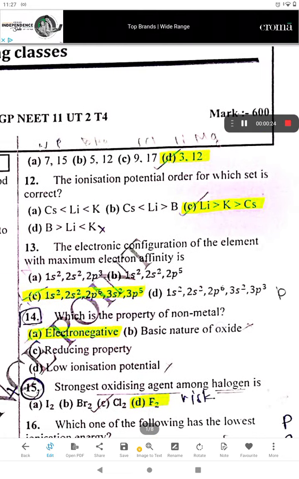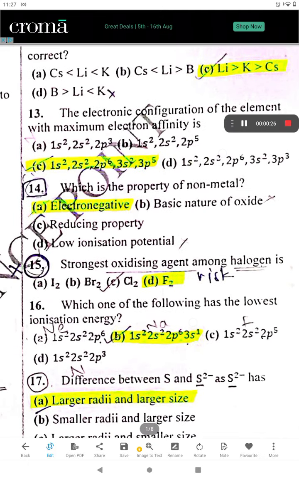Then, which is the property of non-metal? Of course, electronegativity. See, B option is totally wrong. Basic nature of oxide is of the metals. Reducing property means reducing agent, and reducing agent means oxidation, and oxidation means loss of electron, and loss of electron is a property of metals. And low ionization potential means what? Less energy to remove electron, it is in the metals. So D is wrong, C is wrong, B is wrong, only A is right, that is electronegativity.